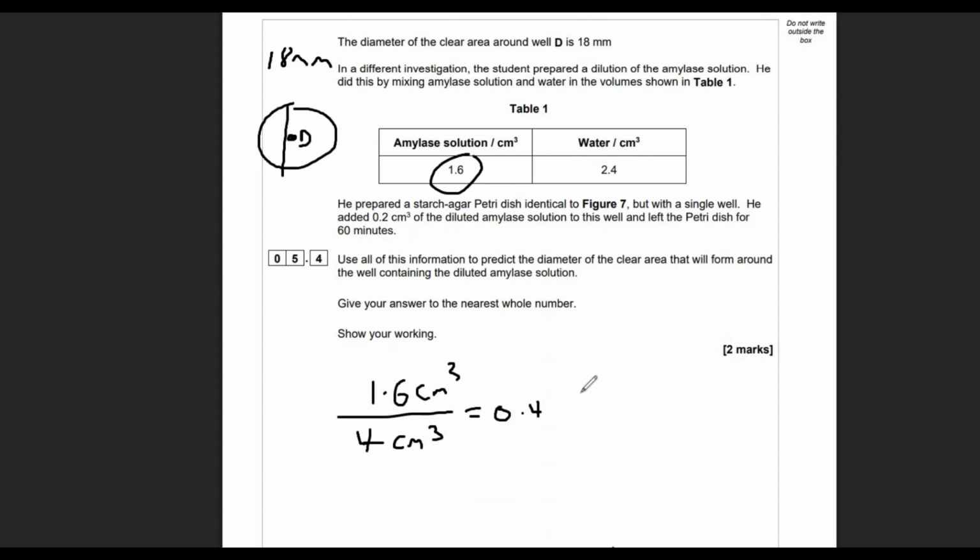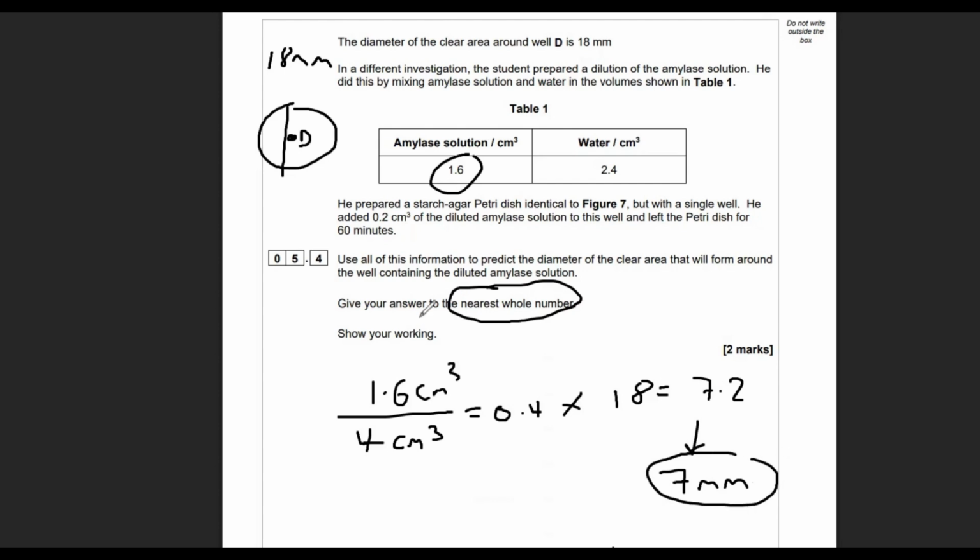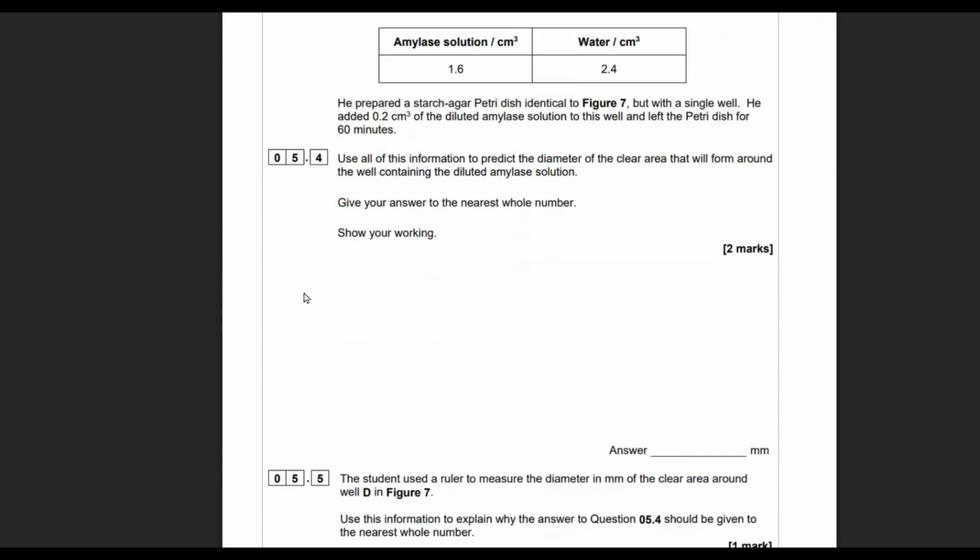So what would 40% make? Well, we go 0.4 times 18, and it wants it to the nearest whole number. Let's put it in the calculator. Times 18, 7.2, but we're going to go to 7 millimeters. That would be the diameter we would expect, 7 millimeters. 2 marks. That one wasn't too bad for a biology maths question.